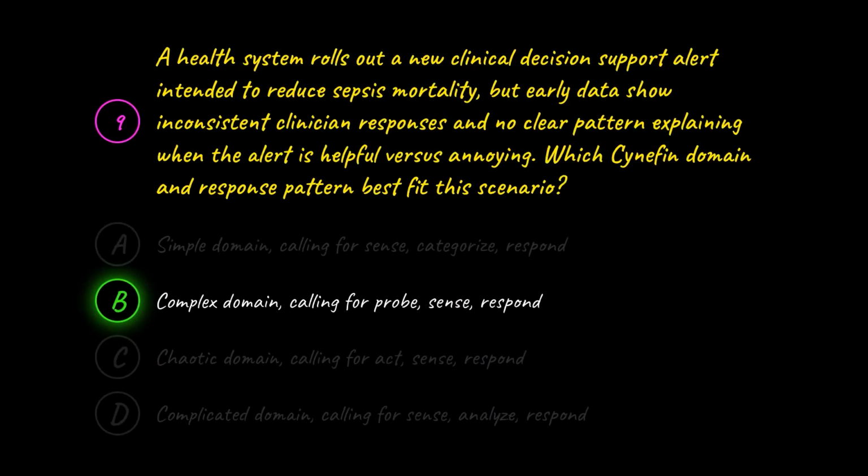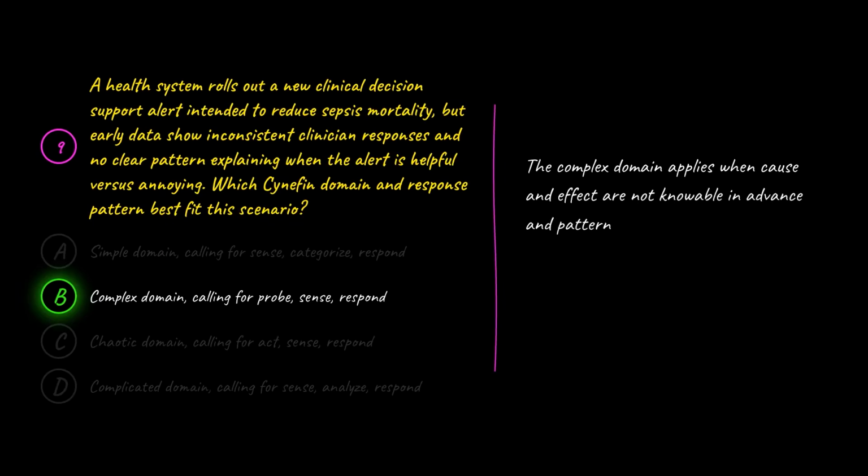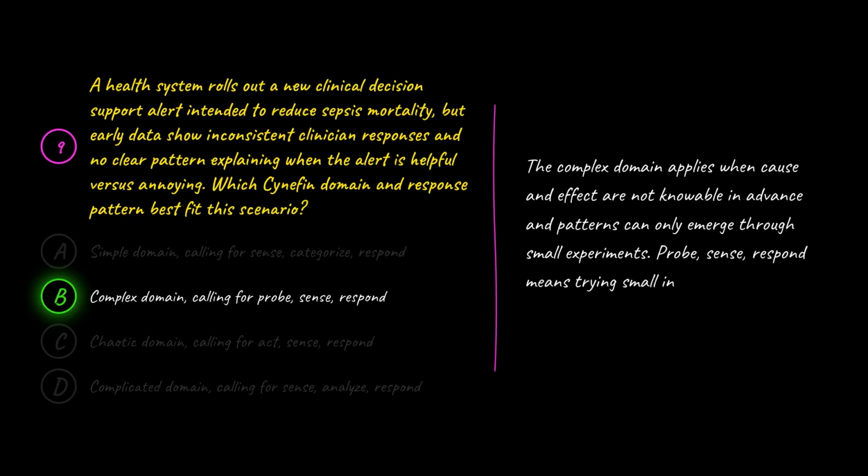The correct answer is B. Complex domain, calling for probe, sense, respond. B is correct because the complex domain applies when cause and effect are not knowable in advance and patterns can only emerge through small experiments. Probe, sense, respond means trying small interventions, observing what happens, and adjusting. A sepsis alert with inconsistent clinician response and no clear pattern is a textbook complex problem.